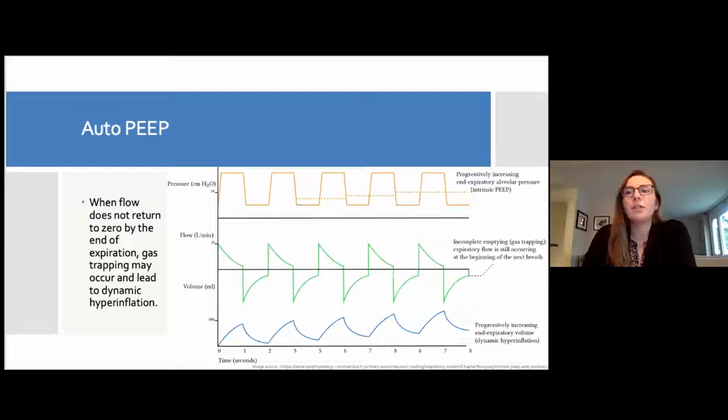And what we see here is progressively increasing end expiratory volume, which is dynamic hyperinflation and can have severe consequences for the patient, increasing the work of breathing for the patient, increasing the risk of barotrauma, increasing dyssynchrony, and potentially also leading to hemodynamic compromise.